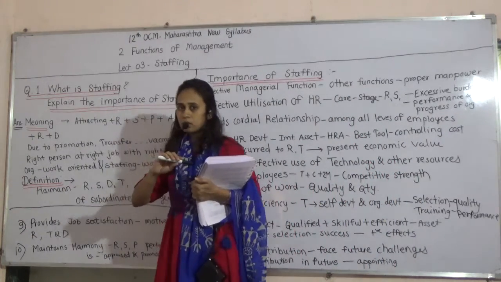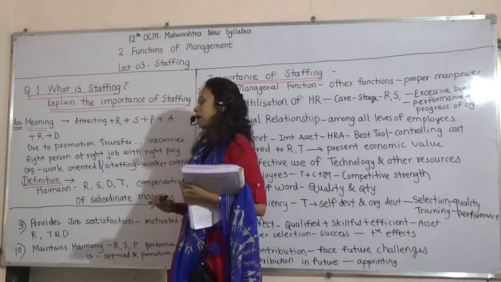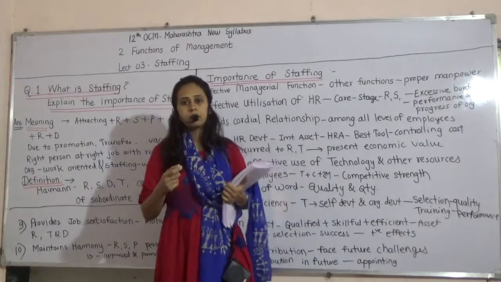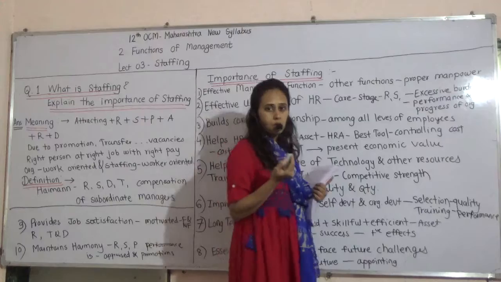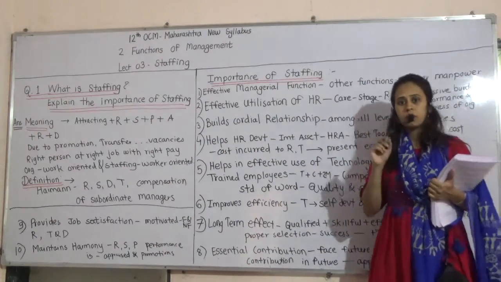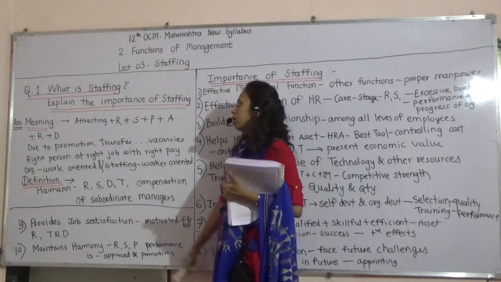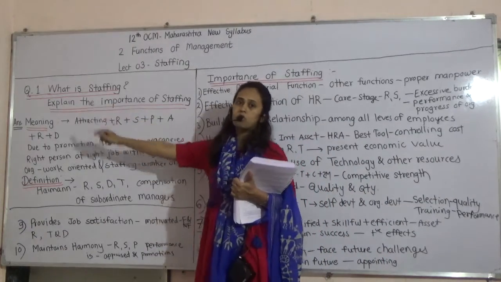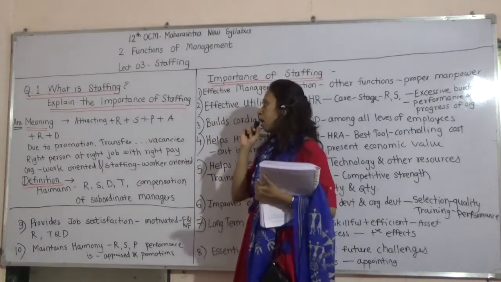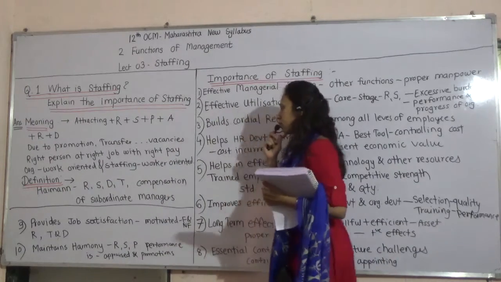Once planning is done, the organization starts execution of that planning. Execution takes place in the second stage, that is in the organizing function, and all these functions are carried out by the staff. Now what is staffing? The question they may ask you is, what is staffing, and explain the importance of staffing.